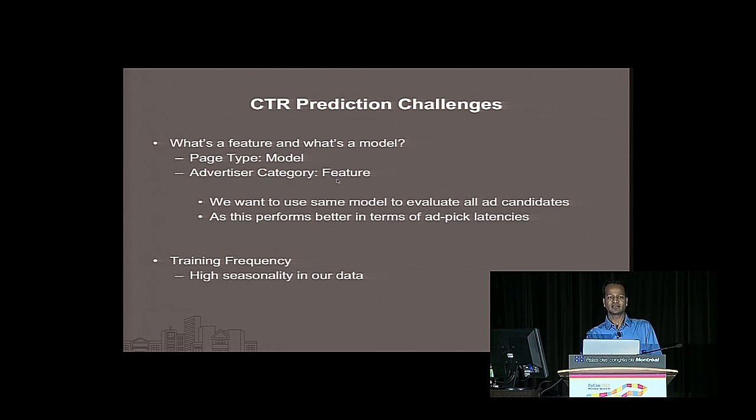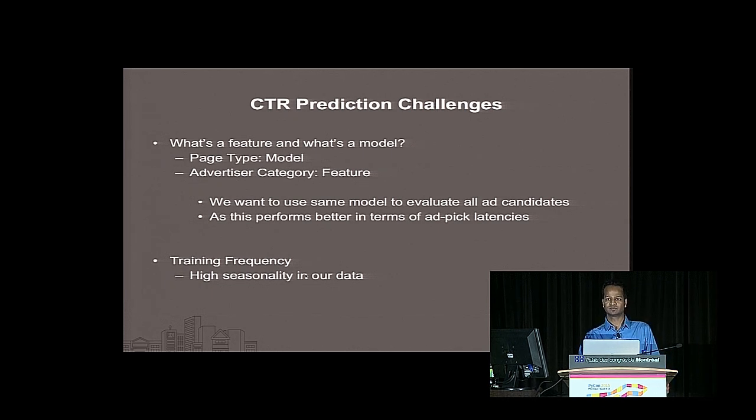But the advertiser category could be a feature, right? Then the other notion here is that of training frequency, as in how frequently should you be retraining. There is a high seasonality in our data, and as I alluded to earlier, some categories vary differently depending on the season. So if we have trained a model for winter, it may not be the best model for the summer. So at what frequency should you be retraining?